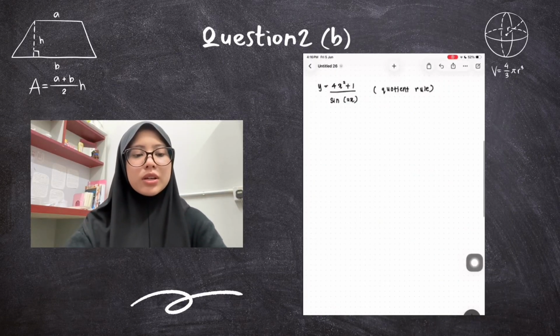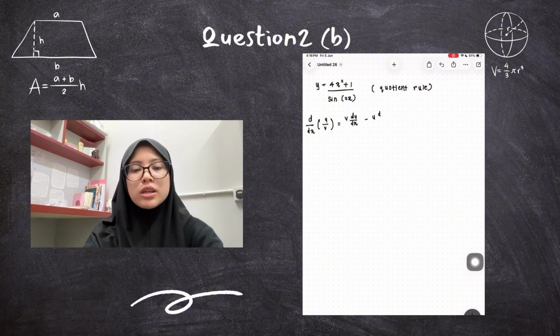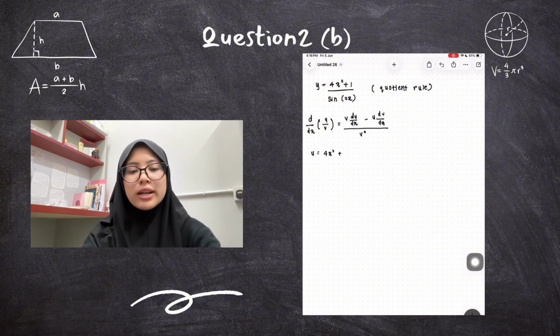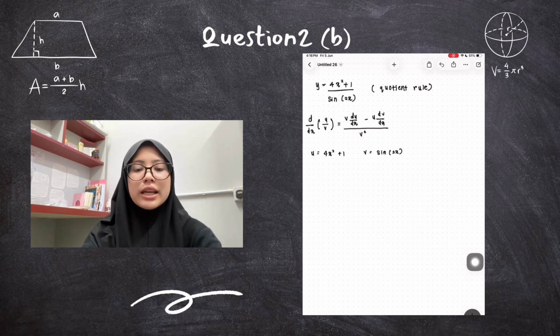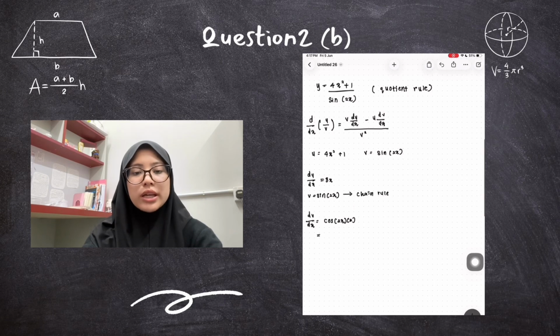The given function is y equals to 4x squared plus 1 over sine 2x. Since the function is a fraction, I will use the quotient rule. The quotient rule states that d over dx of u over v equals to v du over dx minus u dv over dx divided by v squared. Then we let u equals to 4x squared plus 1 and v equals to sine 2x. Then we differentiate the u, so we get du over dx equals to 8x. Next, differentiate the v equals to sine 2x using the chain rule. dv over dx equals to cos 2x times 2, so we get 2 cos 2x.